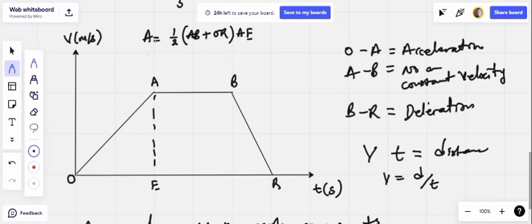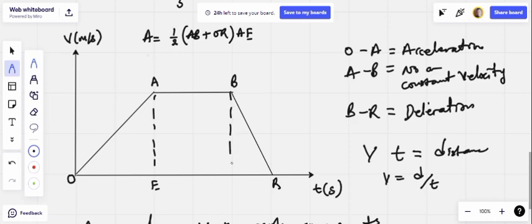So if you are to calculate the total distance covered by a body from a velocity time graph, and the shape here is a trapezium, what you use to calculate that total distance is the area of that trapezium. And the area of a trapezium is a half of the sum of the two parallel lines, times the height of the trapezium.